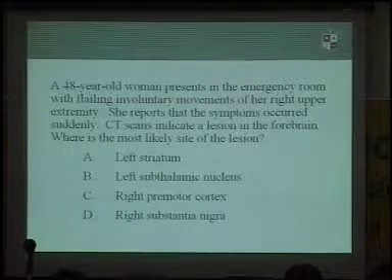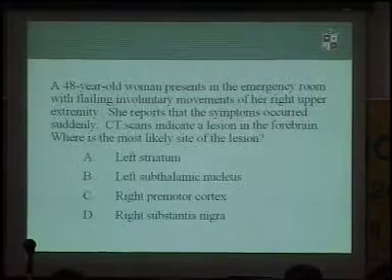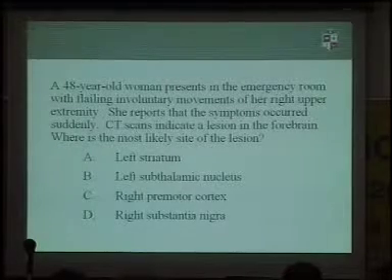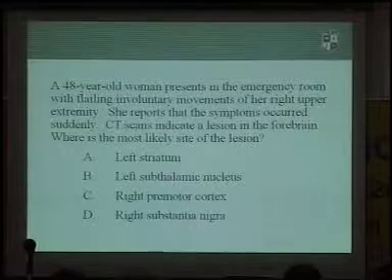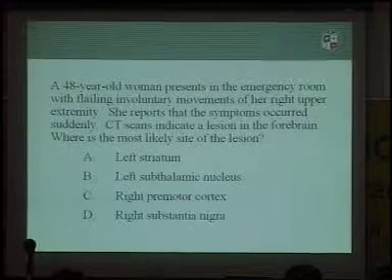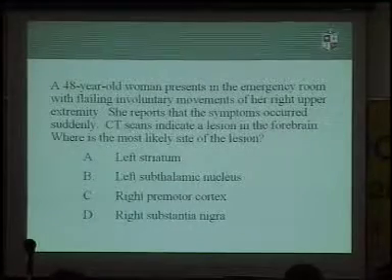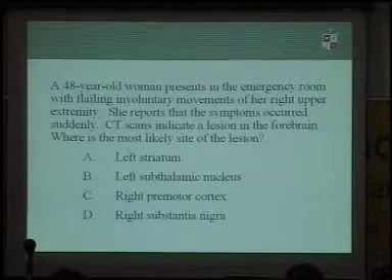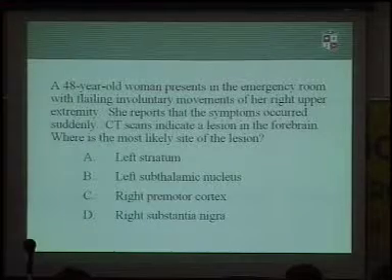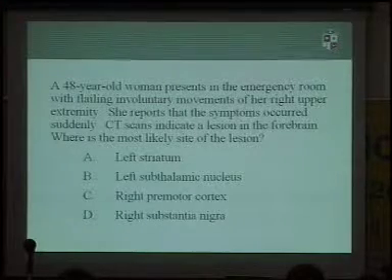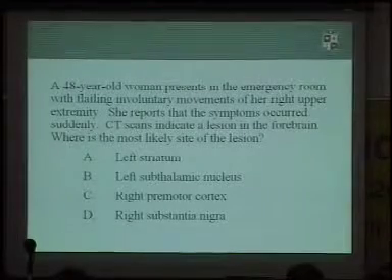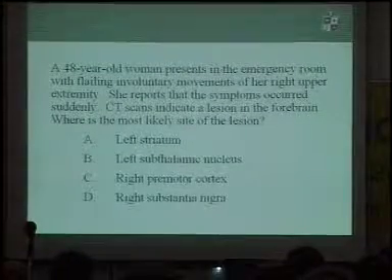A 48-year-old woman presents in the emergency room with flailing, involuntary movements of her right upper extremity. She reports that the symptoms occurred suddenly. CT scan indicated a lesion in the forebrain. Where is the most likely site of the lesion? The left striatum, left subthalamic nucleus, right premotor cortex, right substantia nigra. Okay, please vote.